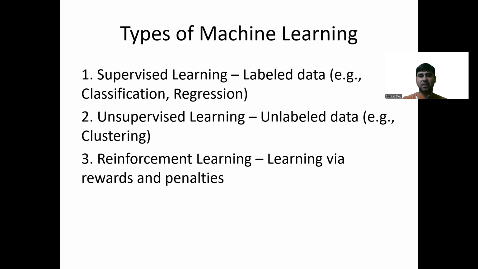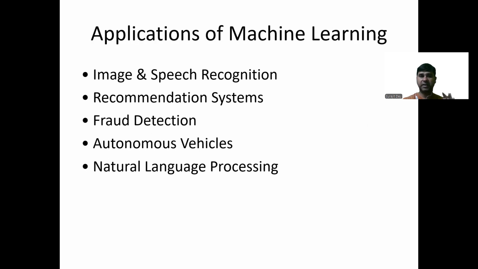Now, in the case of unsupervised learning, we don't have any labeled data. There will be all unlabeled data. In that case, the machine finds the interpretations based on this data on its own. Clustering and associations are the two examples of unsupervised learning. Now come to reinforcement learning. Reinforcement learning is learning via rewards and penalties. If you take good decisions, you will be rewarded. If you take bad or wrong decisions, you will be penalized. This is the simple rule for reinforcement learning.